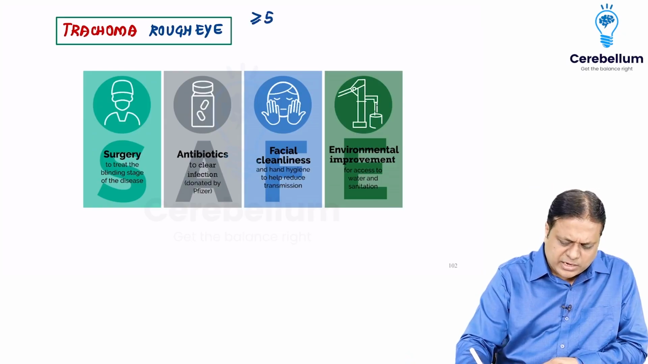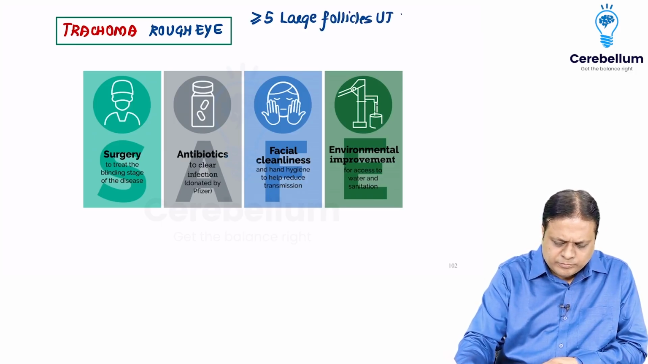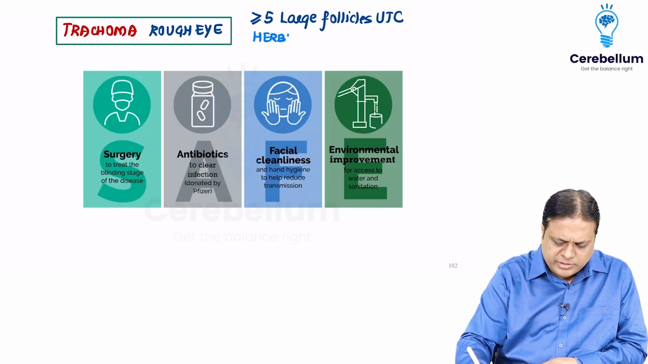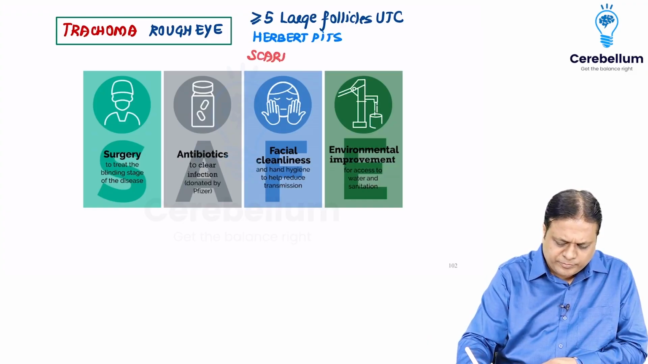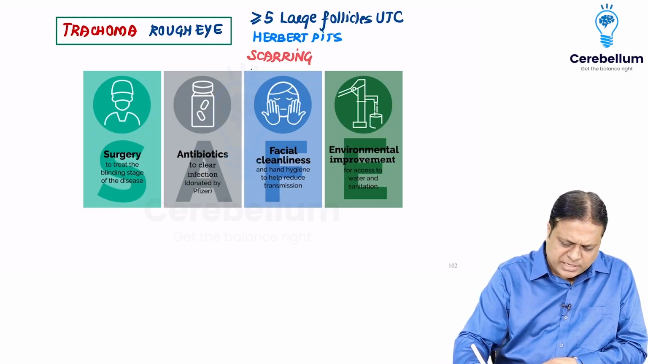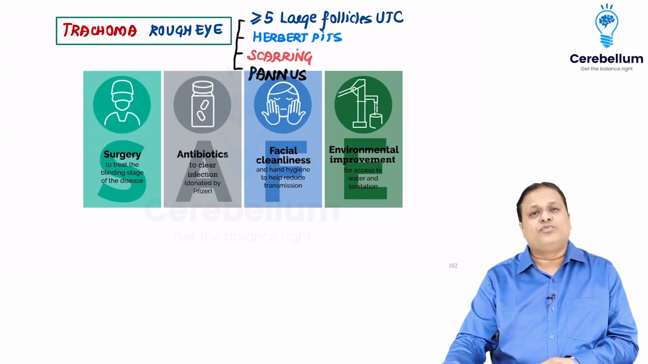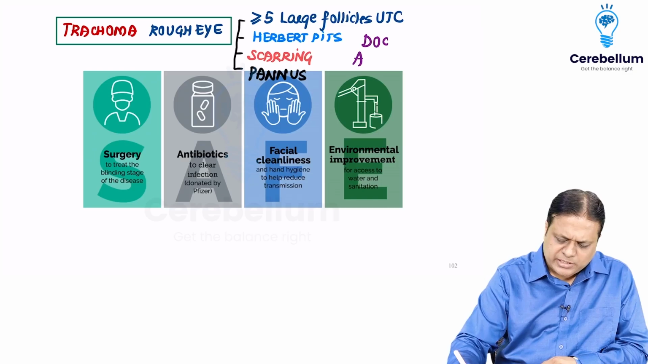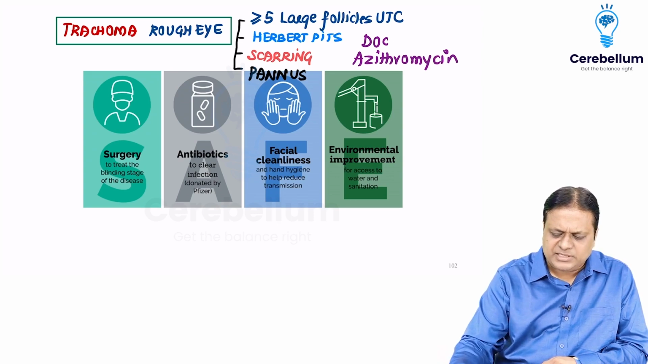5 or more large follicles on upper tarsal conjunctiva, Herbert pits, these are limbal follicles, then scarring, and fourth is pannus formation. Any 2 out of these 4, field diagnosis is confirmed. For trachoma, the drug of choice in India is azithromycin, single oral dose, 20 mg per kg stat.